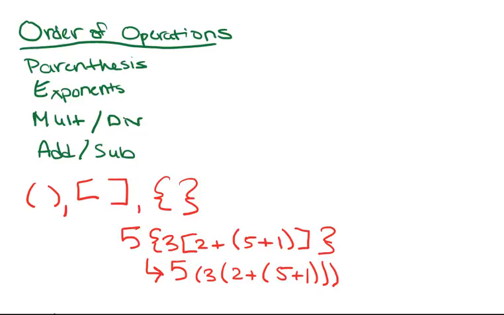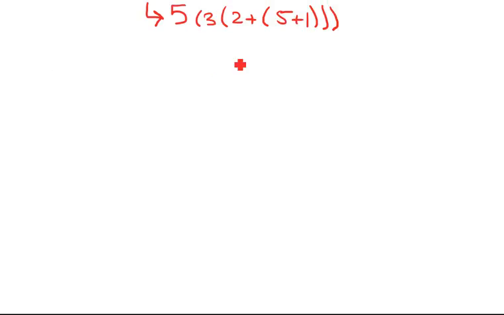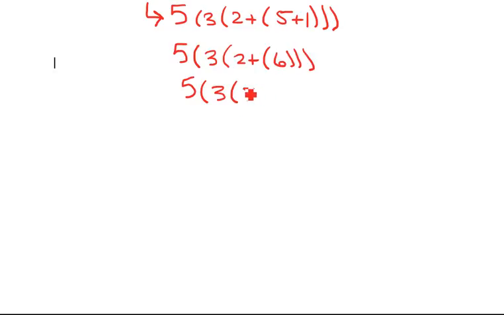So, to solve it, you work in to out. So it would be 5. Now here we have to remember that a number next to the parentheses means multiplication. So this is 3 times 8, which equals 24. 5 times 24 equals 120.